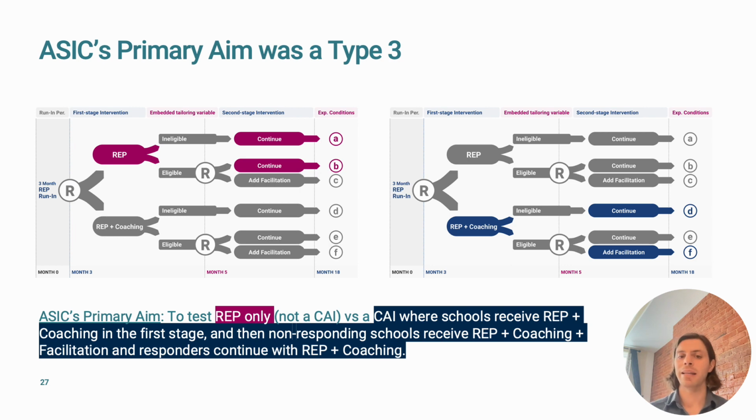Note, I'm just calling this a clustered intervention instead of clustered adaptive intervention because they receive REP no matter what, so no adaptation is going on here. Of course, these are just 2 of the 4 embedded clustered adaptive interventions embedded within ASIC. Obviously, we could compare any of the 4.